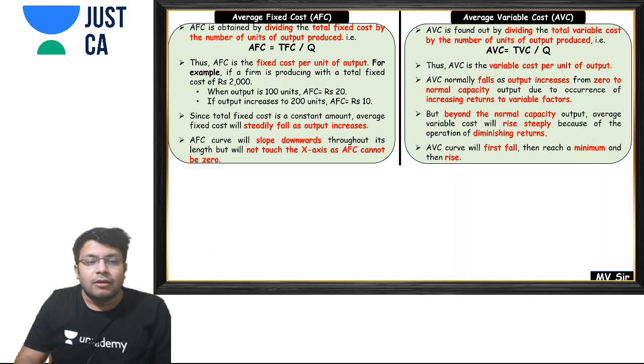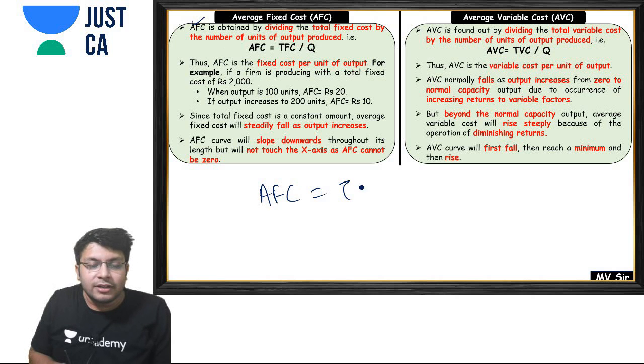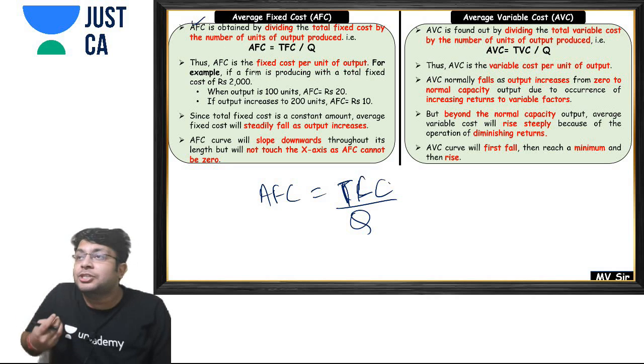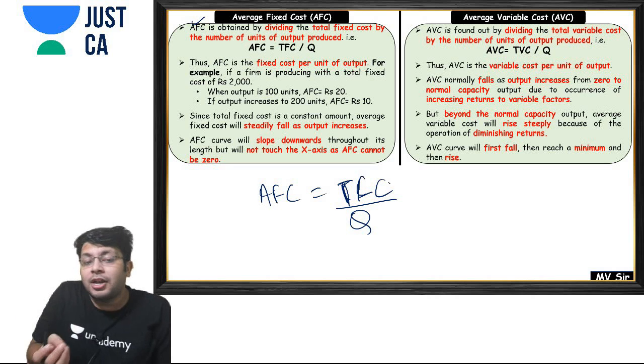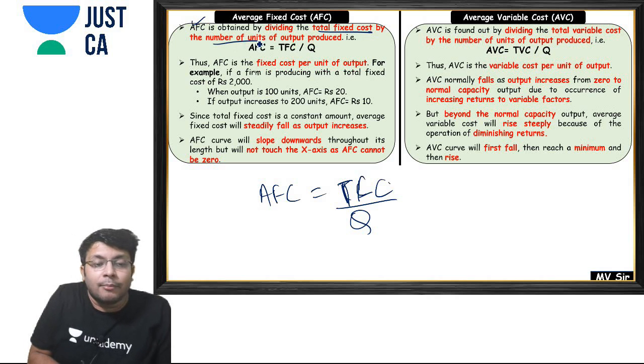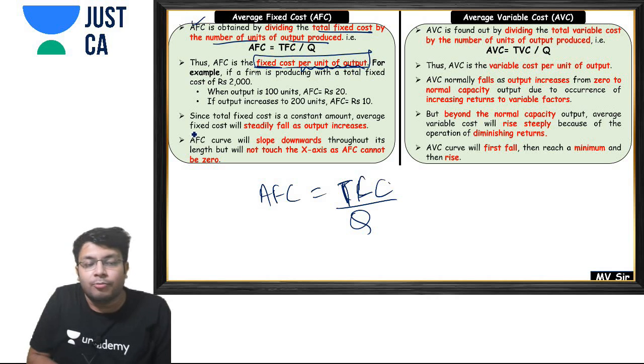Okay. Now, what is the average fixed cost curve? Simply, average fixed cost is total fixed cost divided by Q. That is, how much fixed cost is incurred per unit. The total fixed cost divided by the number of units of output produced. That is fixed cost per unit of output. Average fixed cost is fixed cost per unit of output.